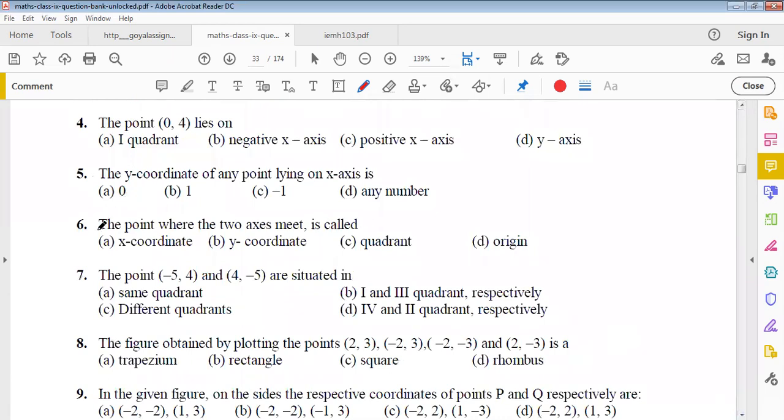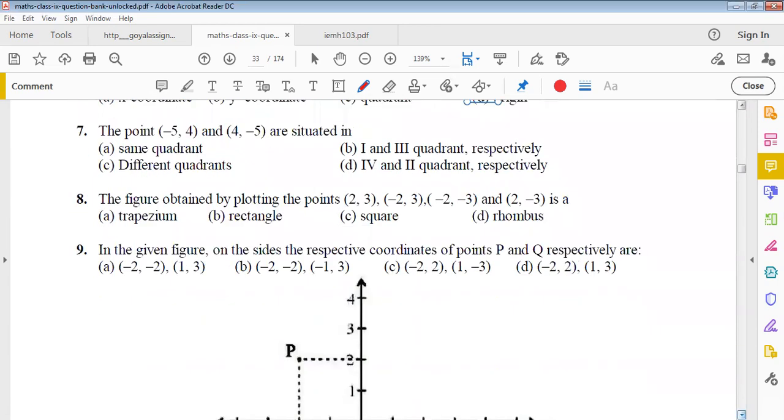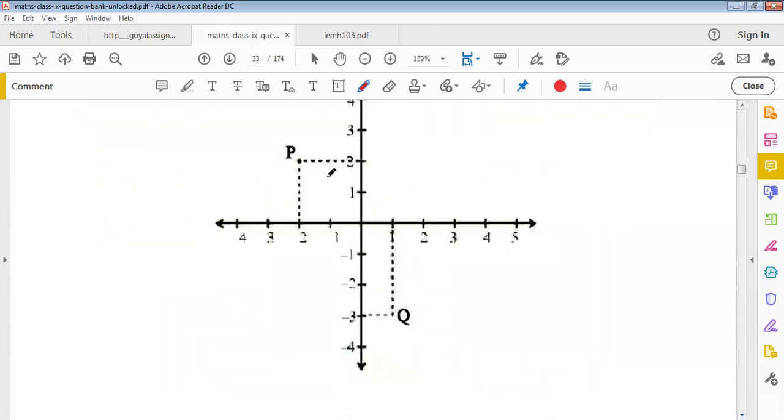Now, the point where the two axes meet is called the origin. This is fine. Now, what is P? P here is on the negative side, so P is (-2, 3). And here Q is (1, -3).